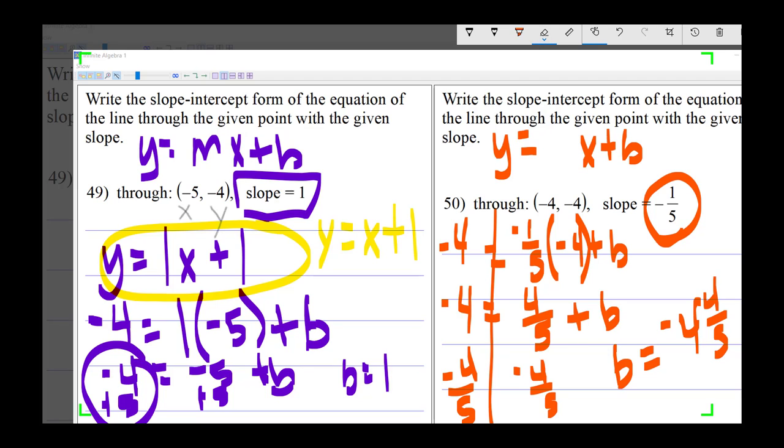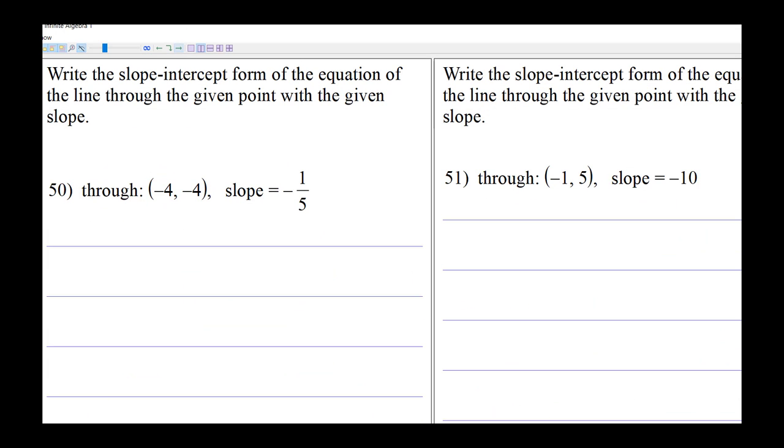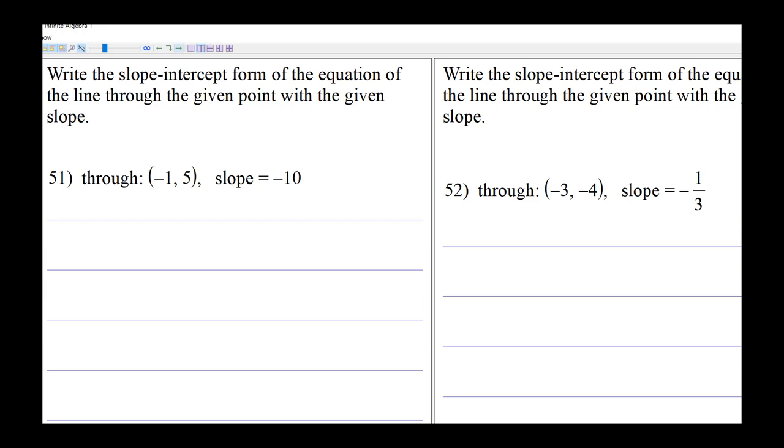So then my equation, this is -1/5 x slope and minus 4 and 4/5. And that's your equation right there for that one. I'm going to show you 2 more. I'll do 51 with you.